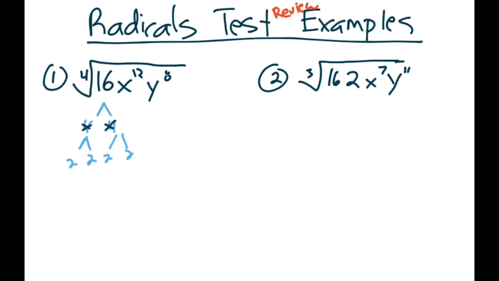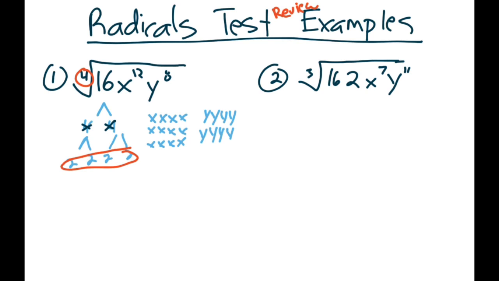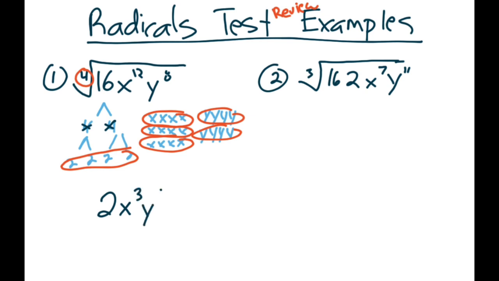I also have x to the 12th, so I have 12 x's. And 8 y's. Now, because this is the fourth root, we're going to circle groups of 4. So I've got a group of 4 2's that I can circle. I've got 3 groups of 4 x's and 2 groups of 4 y's. So this will simplify into a 2x cubed y squared.